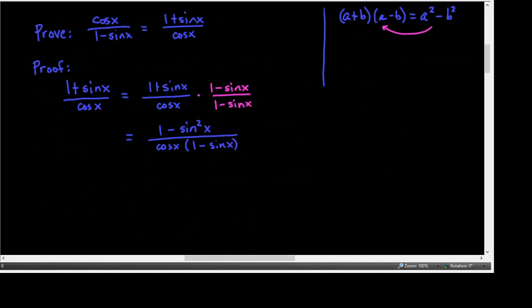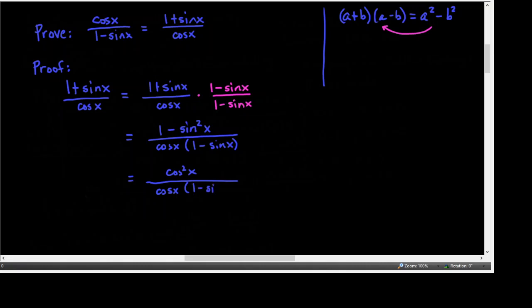Okay. Now, I hope that you've memorized all of your identities. This is an alternative form of the first Pythagorean identity, and it's the same thing as cosine squared x. And that's one of those things I would hope that you would learn to recognize and substitute correctly. Divided by cosine x times 1 minus sine x.